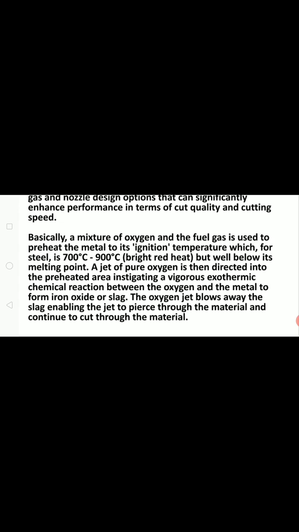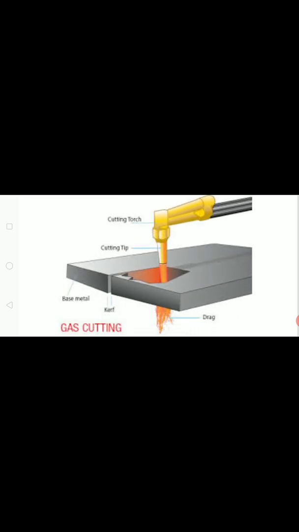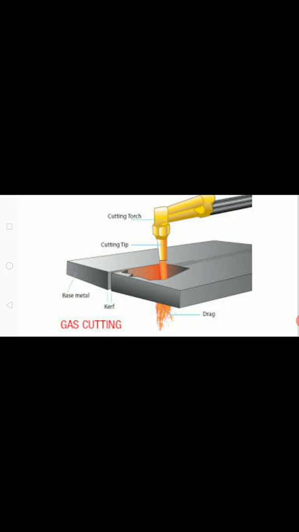A jet of pure oxygen is then directed into the preheated area, inciting a vigorous exothermic chemical reaction between the oxygen and the metal to form iron oxide or slag. The oxygen jet blows away the slag, enabling the jet to pierce through the material and continue to cut through it. The principle of operation is shown here. The metal to be cut is arranged here, and the torch is focused at one end of the work part, and when it is focused at the end, it forms a cut.